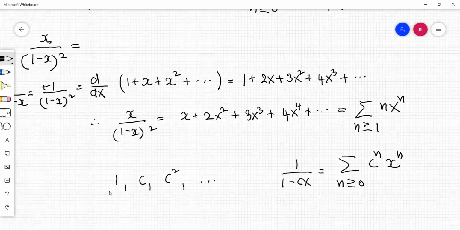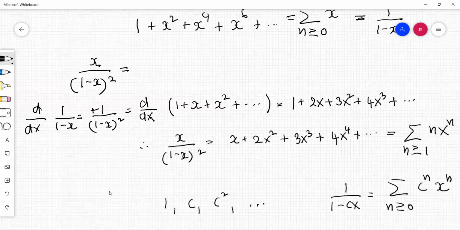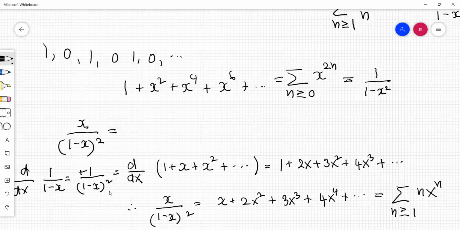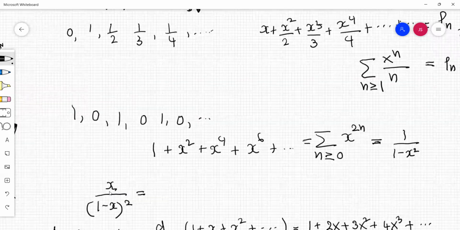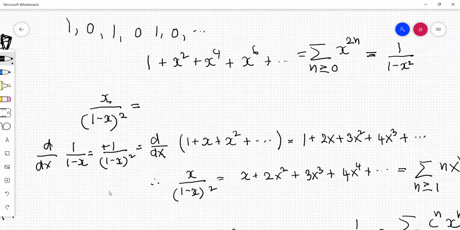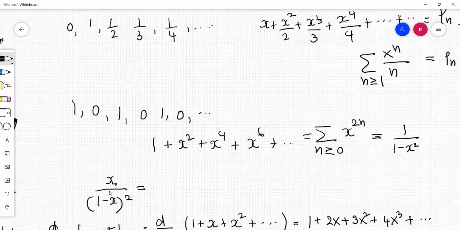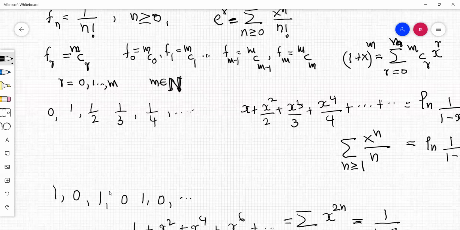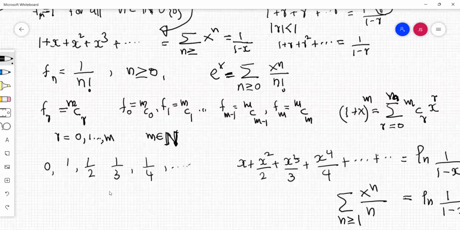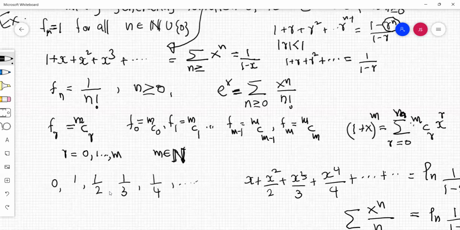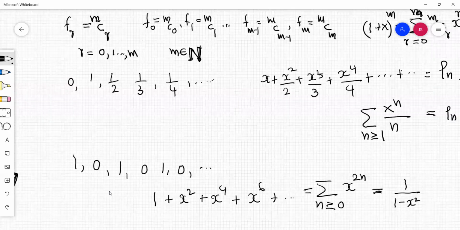Okay, so those are some basic generating functions for some well-known sequences. What are those sequences? 1, 1, 1, 1, and here 1, 2, 3, 4, and this one for 1, 0, 1, 0, 1, 0, and this one for 0, 1, 1/2, 1/3, 1/4. And this one for the factorials, of course, with the factorials in the denominator. Those are the basic ones.